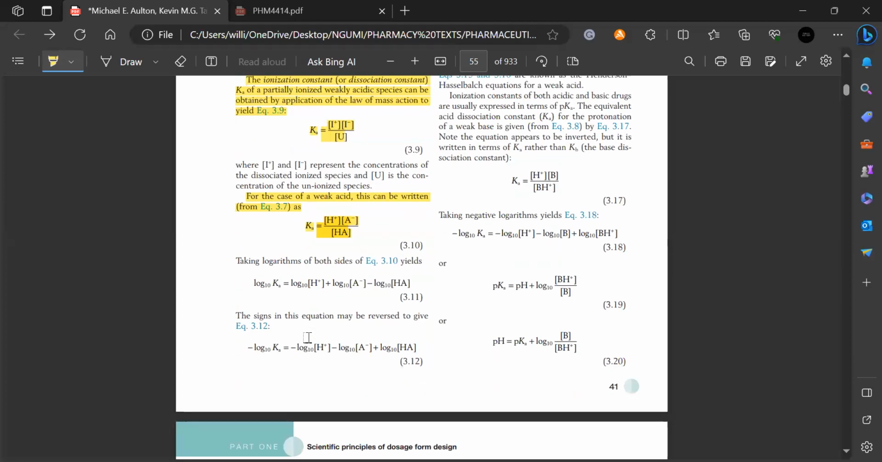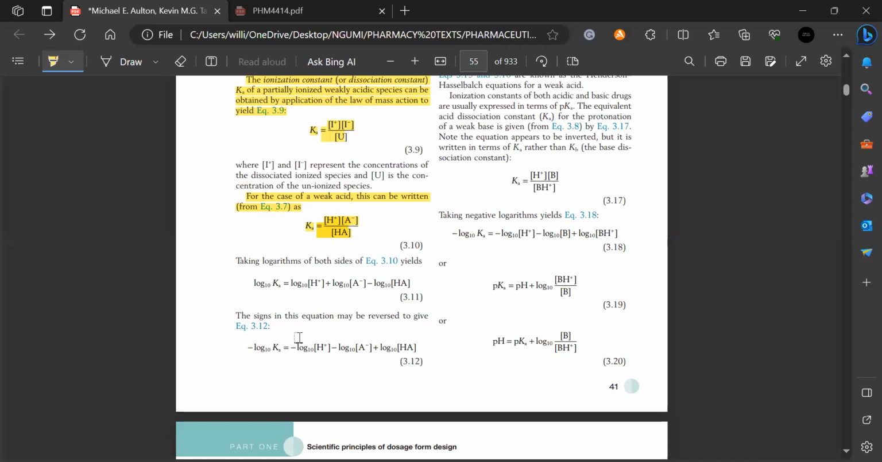Yeah. Now we can remember when you're turning everything to logs, everything which was a multiplication is now an addition, and everything which was a division is just a minus. So look at this. So now logarithms. So log Ka is equal to log to the base 10 of H plus, plus the log of the basic ions A minus, minus the log of our unionized species, which is HA.